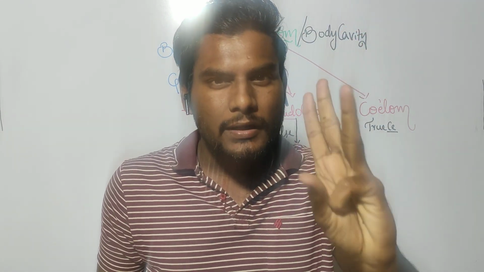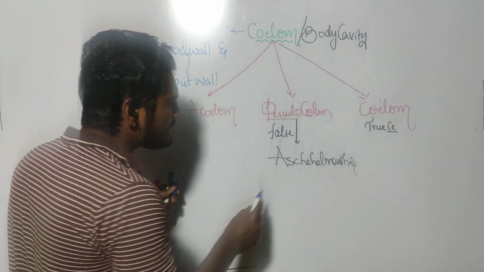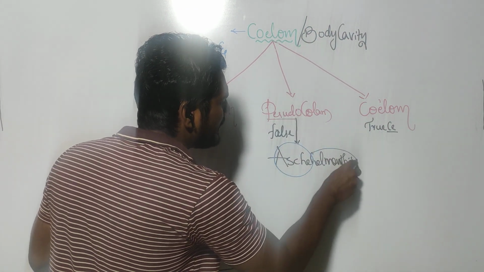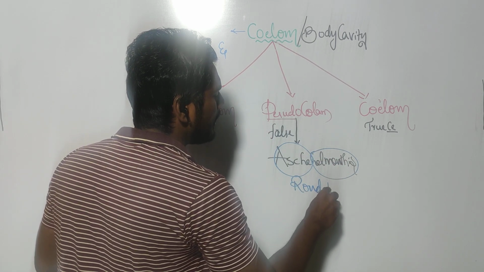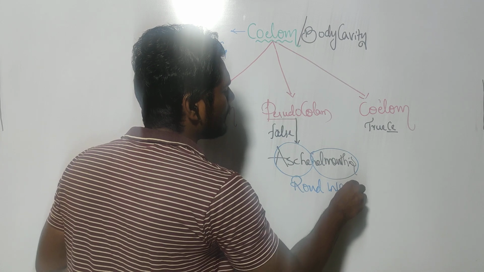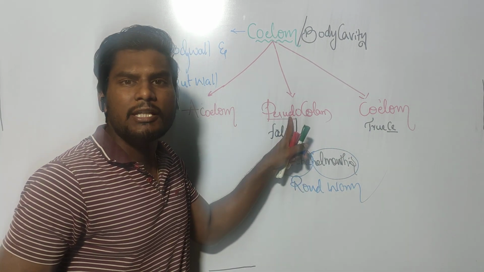Porifera, Cnidaria, Ctenophora, Platyhelminthes, Aschelminthes. As you know, Asci means round, helminthes means worm. Because of that, these are commonly called roundworms. These are commonly called roundworms. Fine. Aschelminthes showing the pseudocoelom.